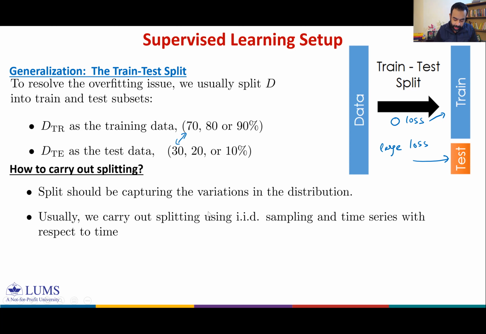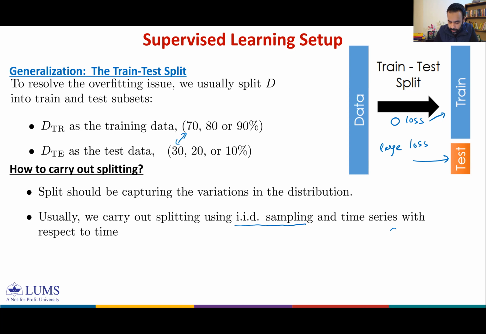How do we carry out splitting? Ideally, we should split in a way that we're capturing the variations in the distribution. It means we should be capturing variations in both the training and testing data. Usually we carry out splitting using IID sampling, random sampling of the data. And if we have time series, we split data with respect to time.